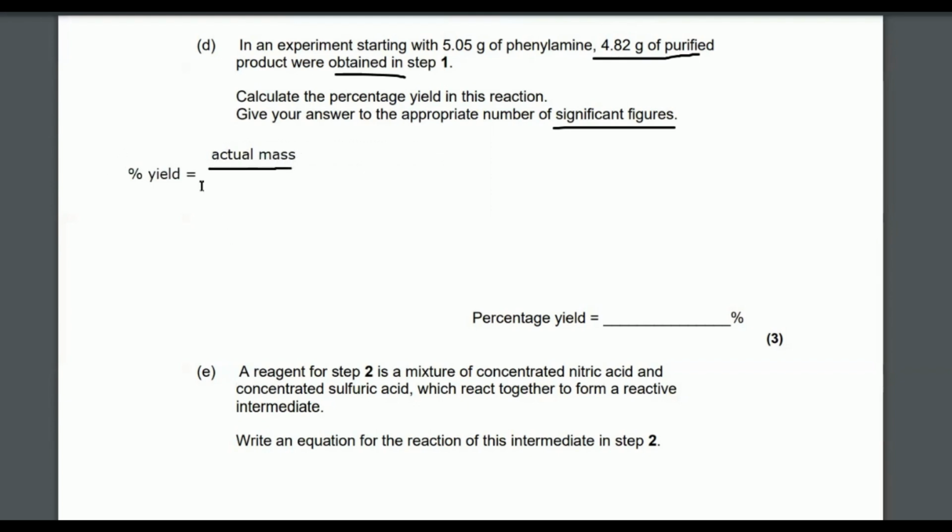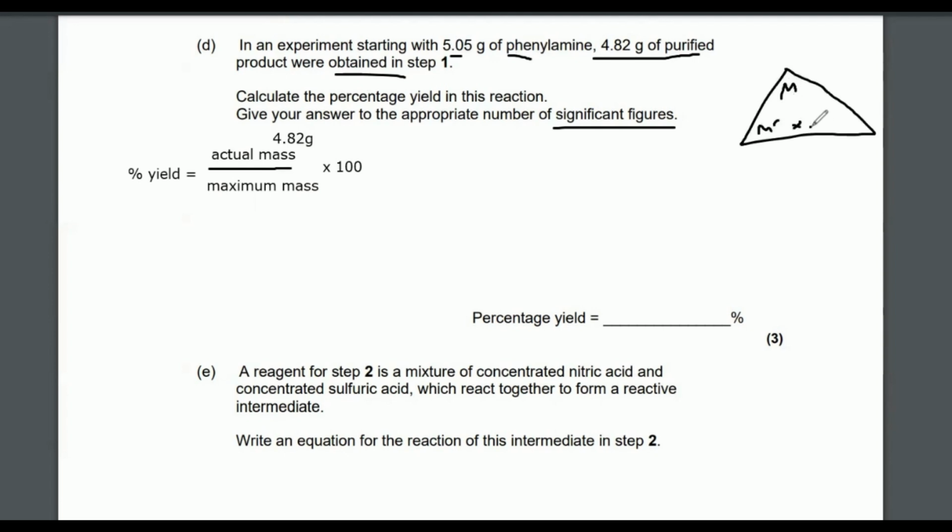So we have to remember the equation for percentage yield. This is a 3-marker. So percentage yield is equal to the actual mass divided by the maximum theoretical mass that we can achieve, times it by 100 and you'll get it as a percentage. Now, they told us in the question that we actually achieved 4.82 grams of purified product in step 1. So we know the actual mass is 4.82.